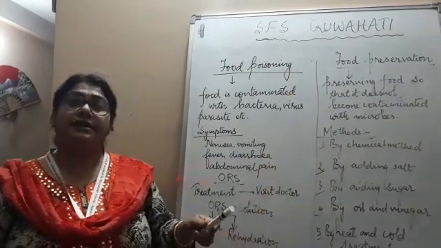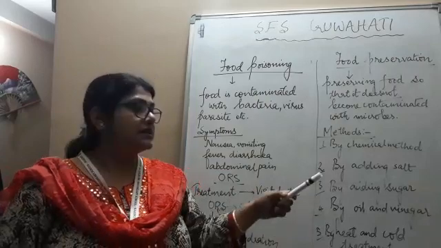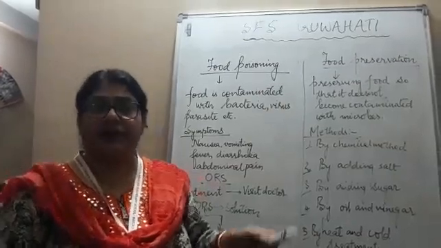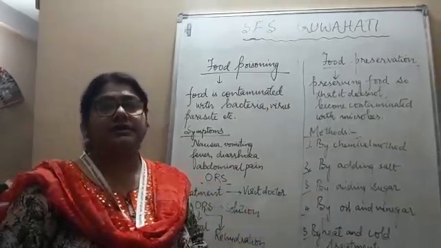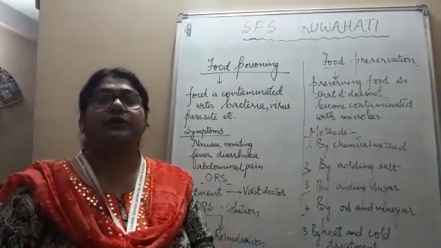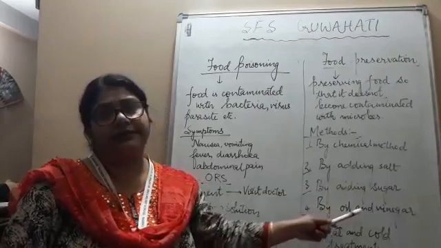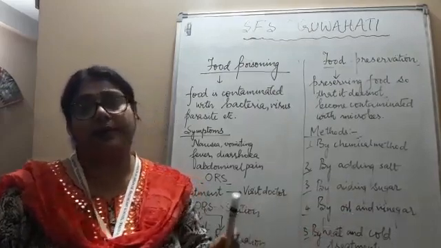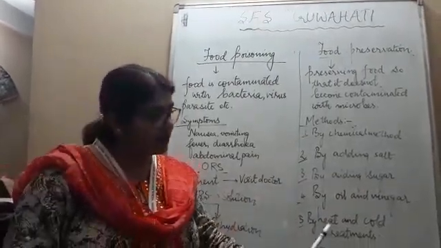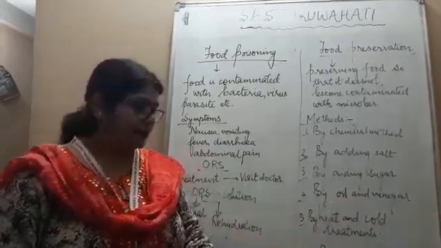Salts are added in pickles. Why? Because they check the growth of microorganisms. Similarly, by adding sugar. Sugars are added in jellies and other sweet products. Why? Because it reduces the moisture content and that will stop the growth of microorganisms. Next we have oil and vinegar. Oil and vinegar will never allow the microorganisms to attack the food products, and that is why we use oil and vinegar for different kinds of food products.